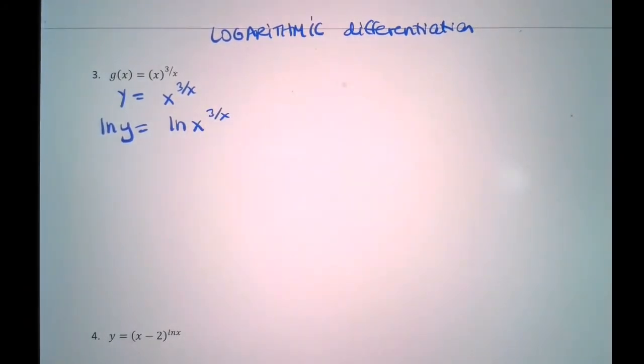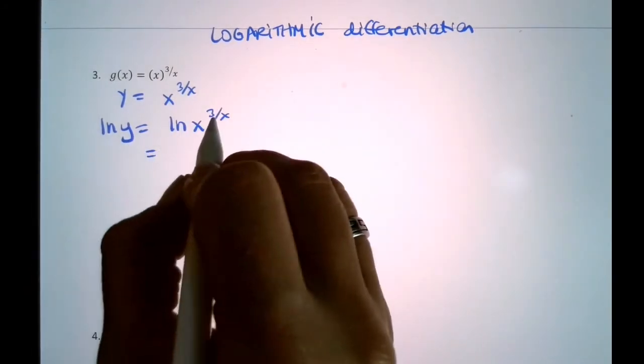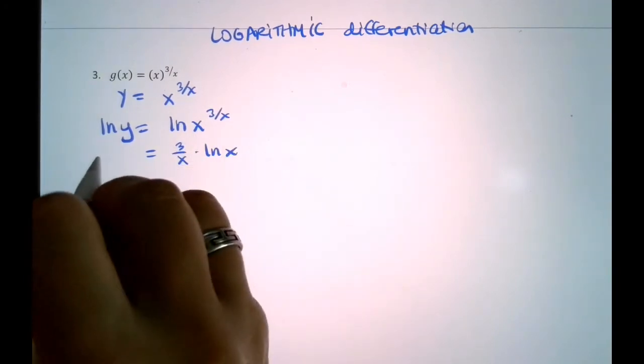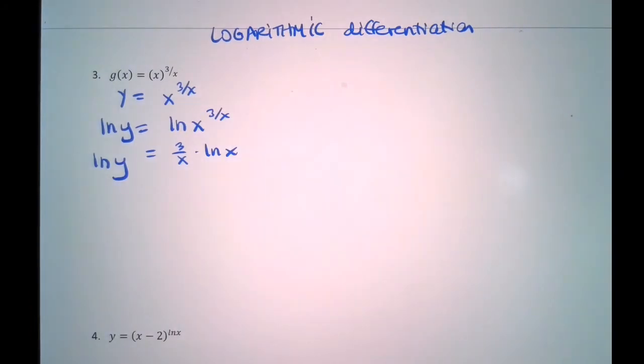So I've maintained the equality in this statement for sure. What I want to make sure that I can do is that I can get to a good-looking derivative. So what I can do on this right-hand side is use that property of like, hey, you can bring that 3 over x in front. That's legal. That's not a derivative. That's just a property.